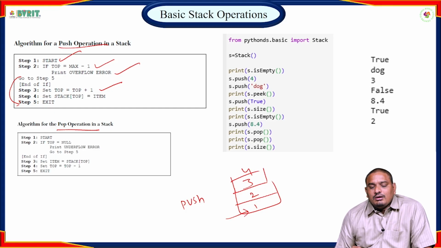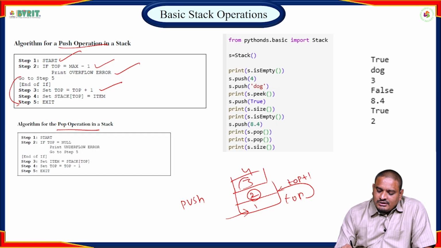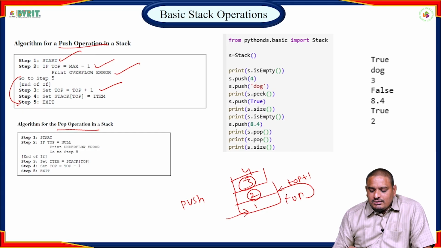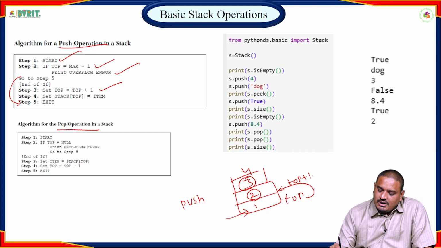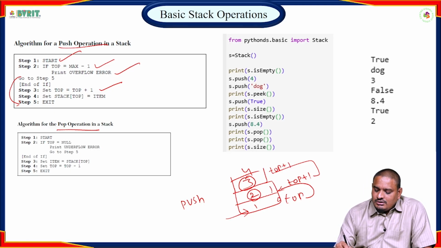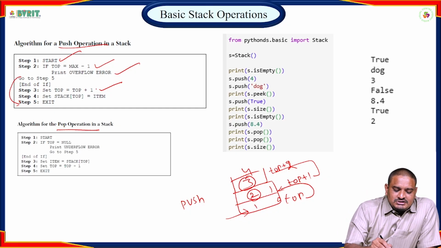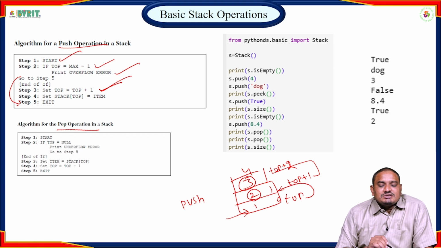We can insert the elements one by one. First we insert the first element, that is the top. The second element will be inserted, and the top moves to the position top plus 1. Next time, the third element will be inserted into the stack. The position will be changed, that is top plus 1 again. This one is the 0th position, 1 is the top, 2 is the next position. At that time, the third step is top equal to top plus 1.